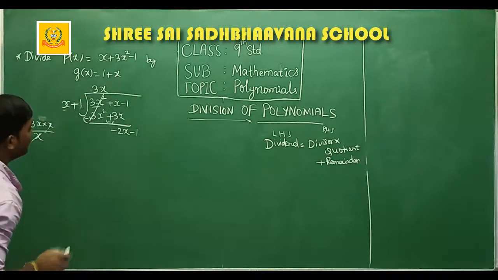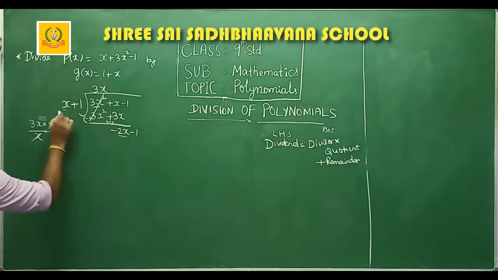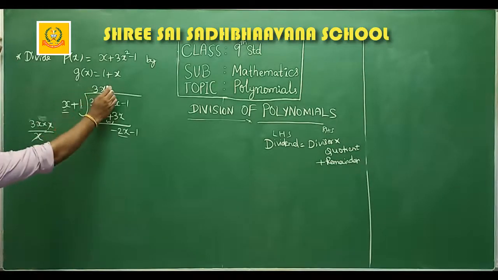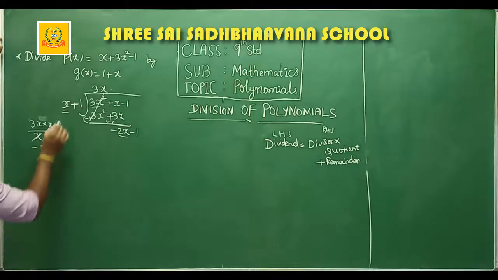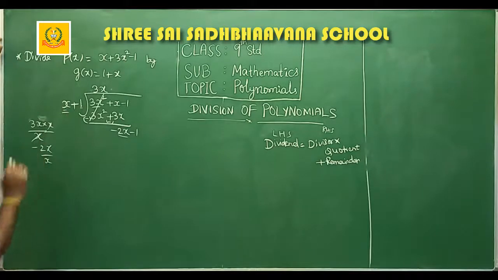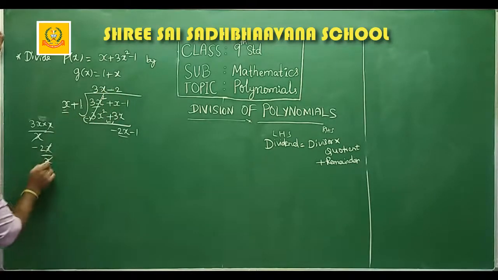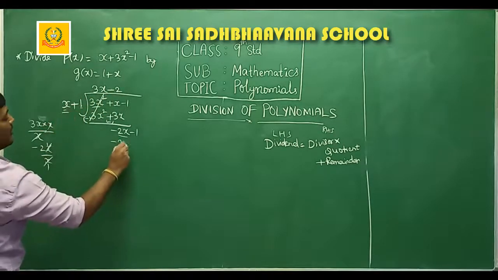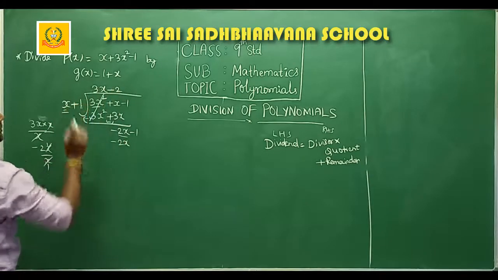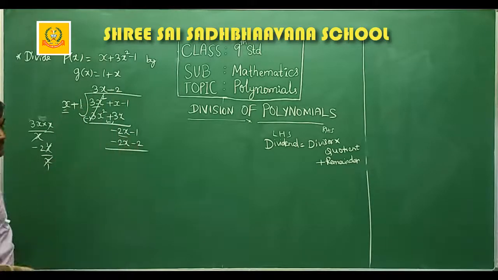Now the same method you have to follow for the next term to get it in the quotient also. So minus 2x. What is the first term here? Minus 2x. And what is the first term in this divisor? X. So x will get cancelled. What is remaining? Minus 2. So minus 2 we should take. Minus 2 into x, minus 2x, minus 2 into plus 1, which is minus 2. Got it?